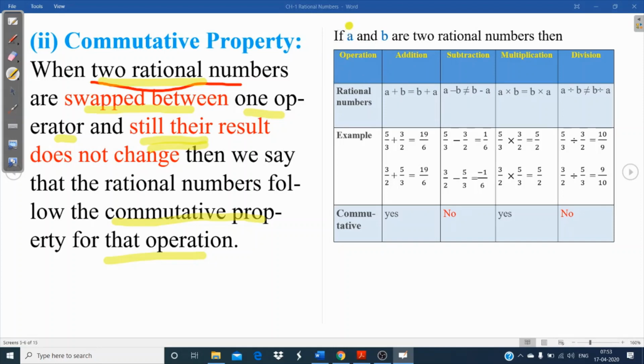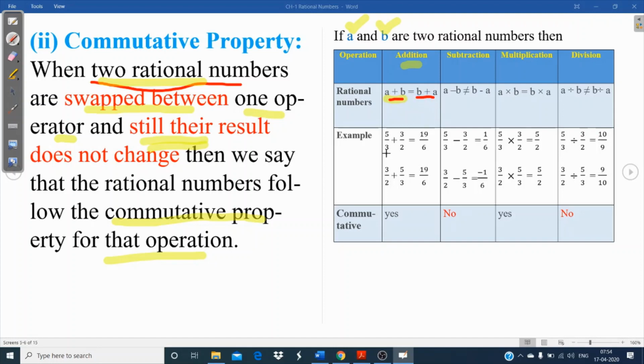Now we have taken two rational numbers a and b. A and b are two different rational numbers. Now in the addition operation, they follow the commutative property. We will see this with an example: a plus b. And if we swap the numbers, instead of a we take b, and instead of b we take a, you will get the same result in both cases. That's why the commutative property holds under addition. Means a plus b equals b plus a.